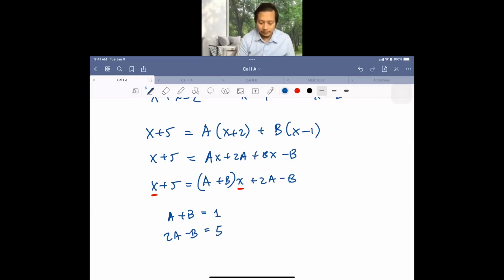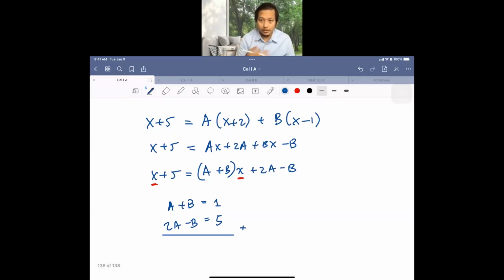Okay, we solve this, find a and b. Solve the linear equations. You can use substitution, you can use elimination, whatever you choose. I will just add these two. So we have a is 2, because a is 2, a plus b is 1, so 2 plus b is 1, so b is minus 1.